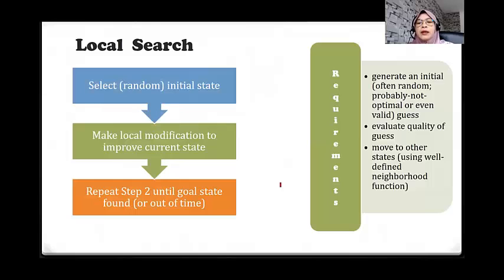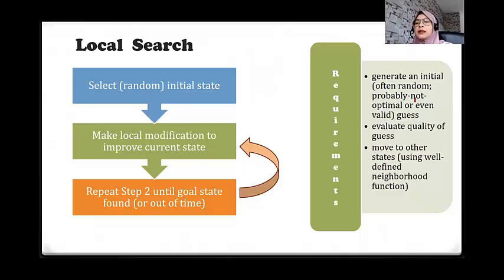These are the steps in local search. Very simple. You select an initial state. The initial state can be randomly selected, or randomly generated, or we can use a certain heuristic to generate the initial solution. When we have an initial solution, we make local modifications to improve the current state using a neighborhood operator. This step is repeated until the goal state is found, or the time limit is reached, or the number of iterations is reached. So when we do local search, we need to define how long we want to search, how many iterations we want to search, and how to stop the search.